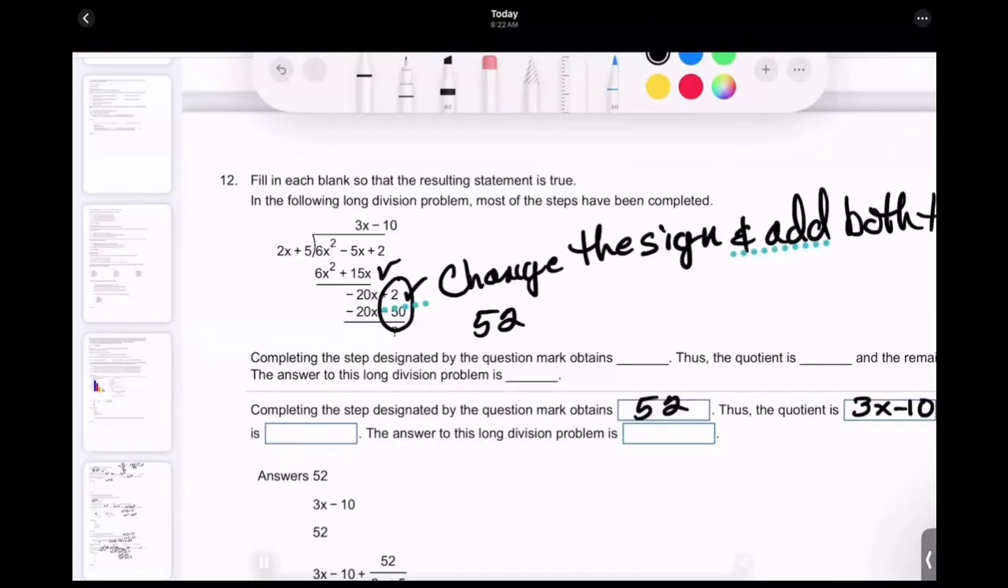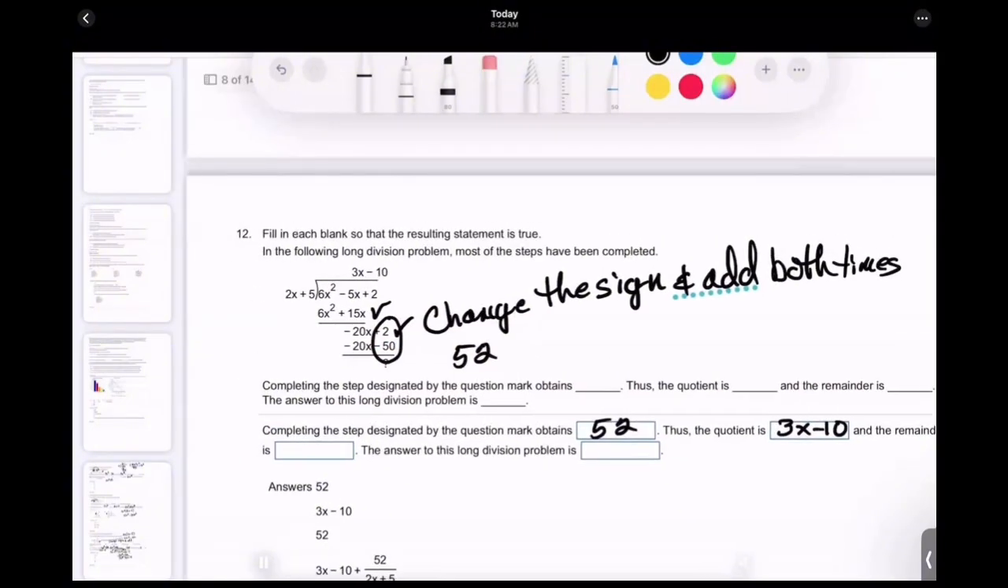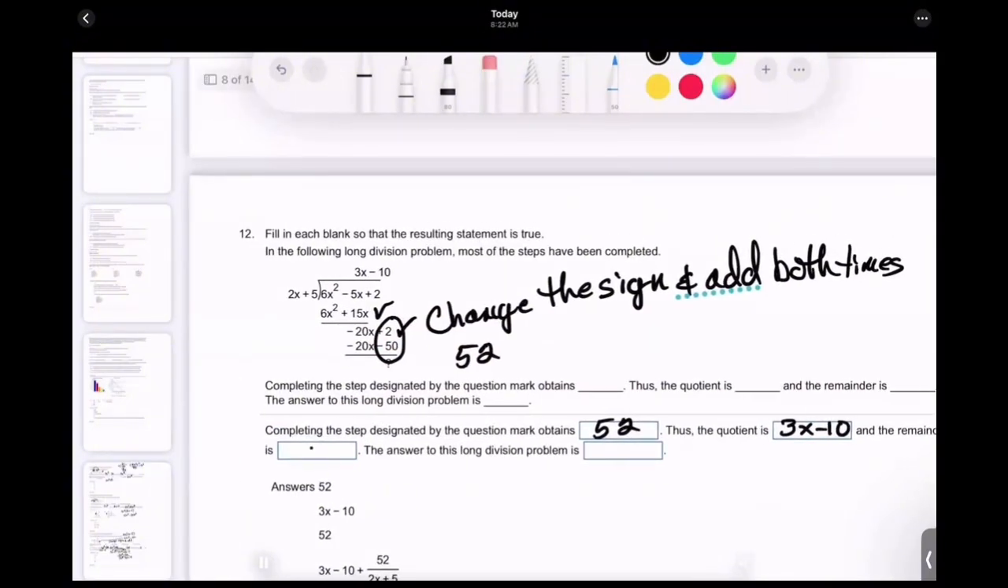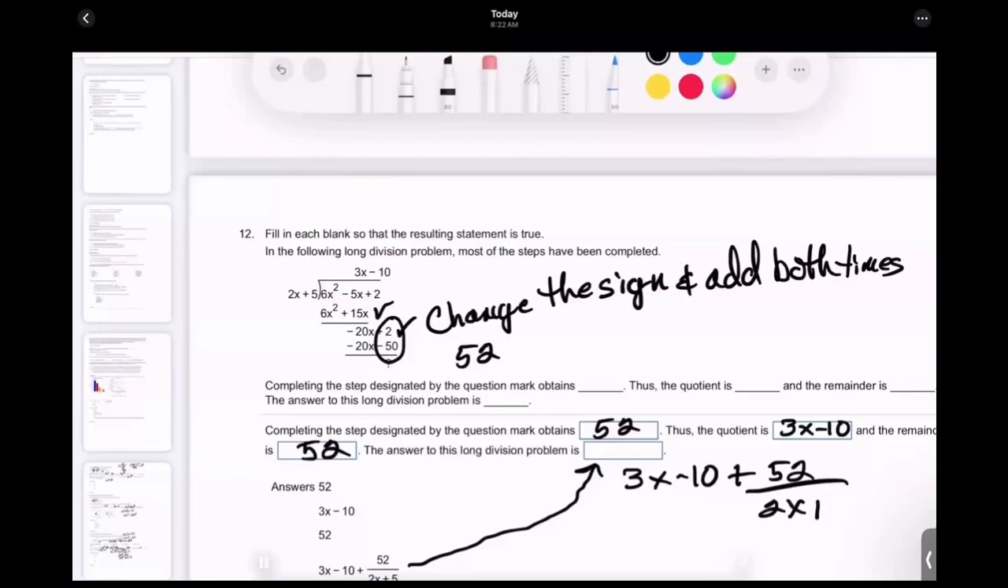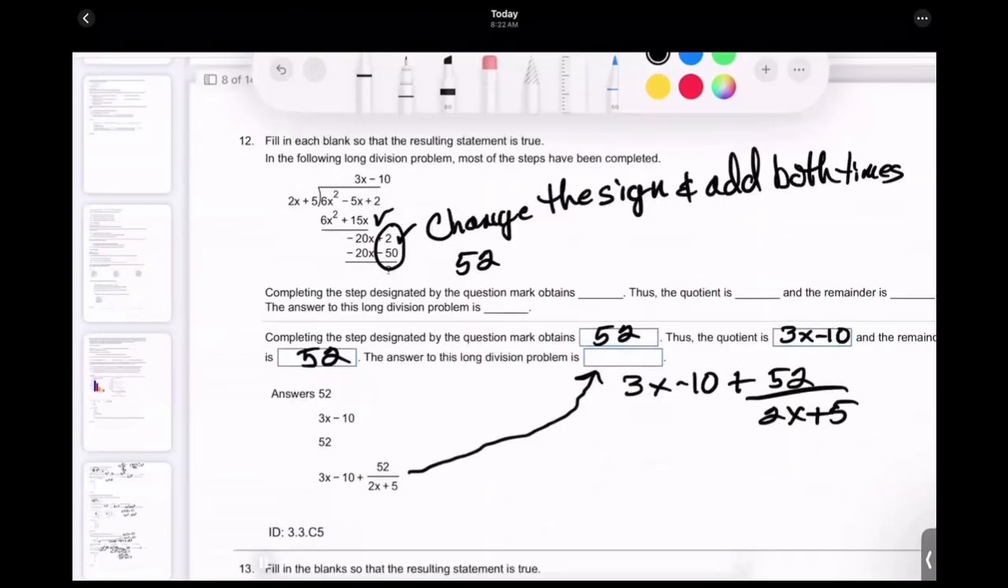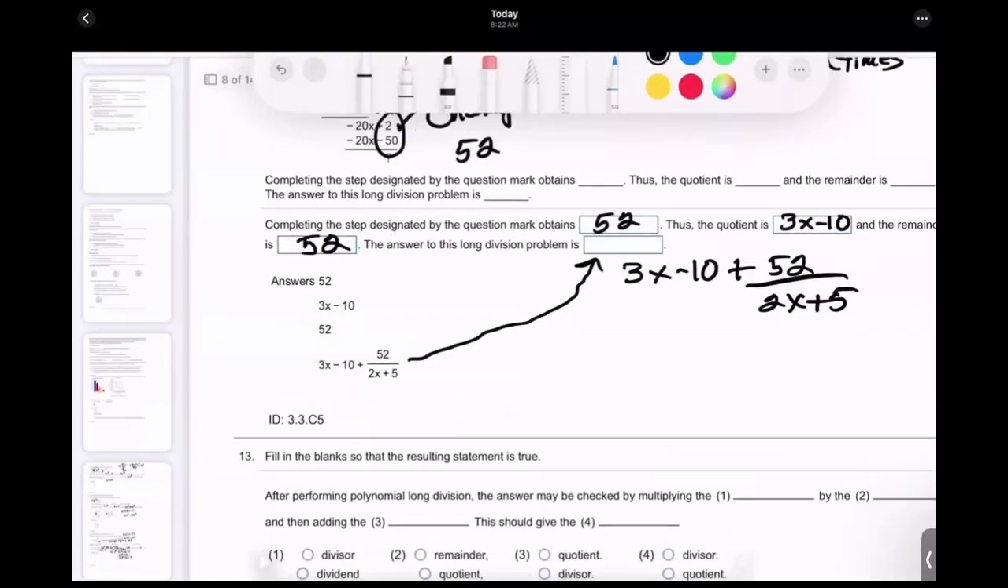Okay. So the way that you write it in the end, when you get to the end of it, you write 3x, whatever yours is, minus 10. So you write your results. You got your 3x minus 10 plus whatever number you got over what you originally divided by. Oops, hold on. Do you see it? I paused it. You see it?